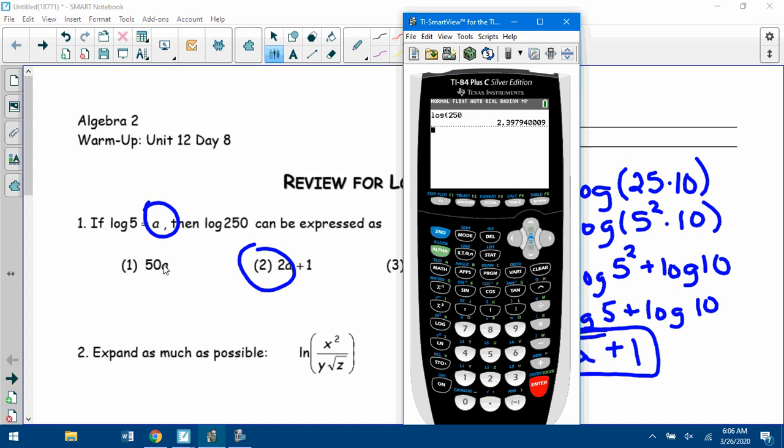This first choice is 50a. Well, a is log 5, so if you do 50 log 5, is that the same answer? Nope. 2a plus 1, again, a is log 5. If I do 2 log 5 plus 1, make sure you close the parenthesis, same decimal. That's why it's the answer. So remember, these are usually multiple choice, and you can always use that trick.